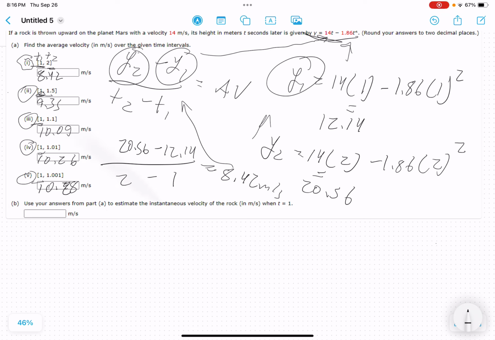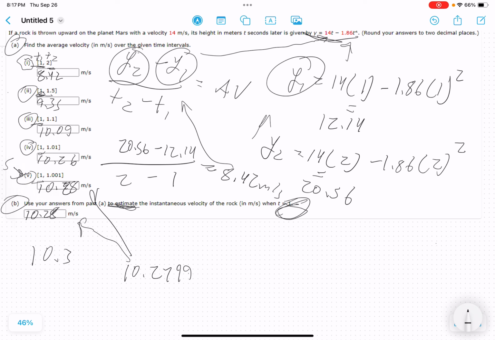Now, in this question over here, it wants you to use the answers from part A, which you will calculate, to estimate the instantaneous velocity of the rock when time is equal to 1. Now, it's asking you to estimate, so you don't need to show your work. And the answer is not 10.3, it's 10.28. The reason why it's 10.28 is if you did part 5 of A, you'd actually get a number closer to 10.27, like 99, something like that. And so when you round it up to part B, it would just be rounded to 10.28, and so that's your estimate.